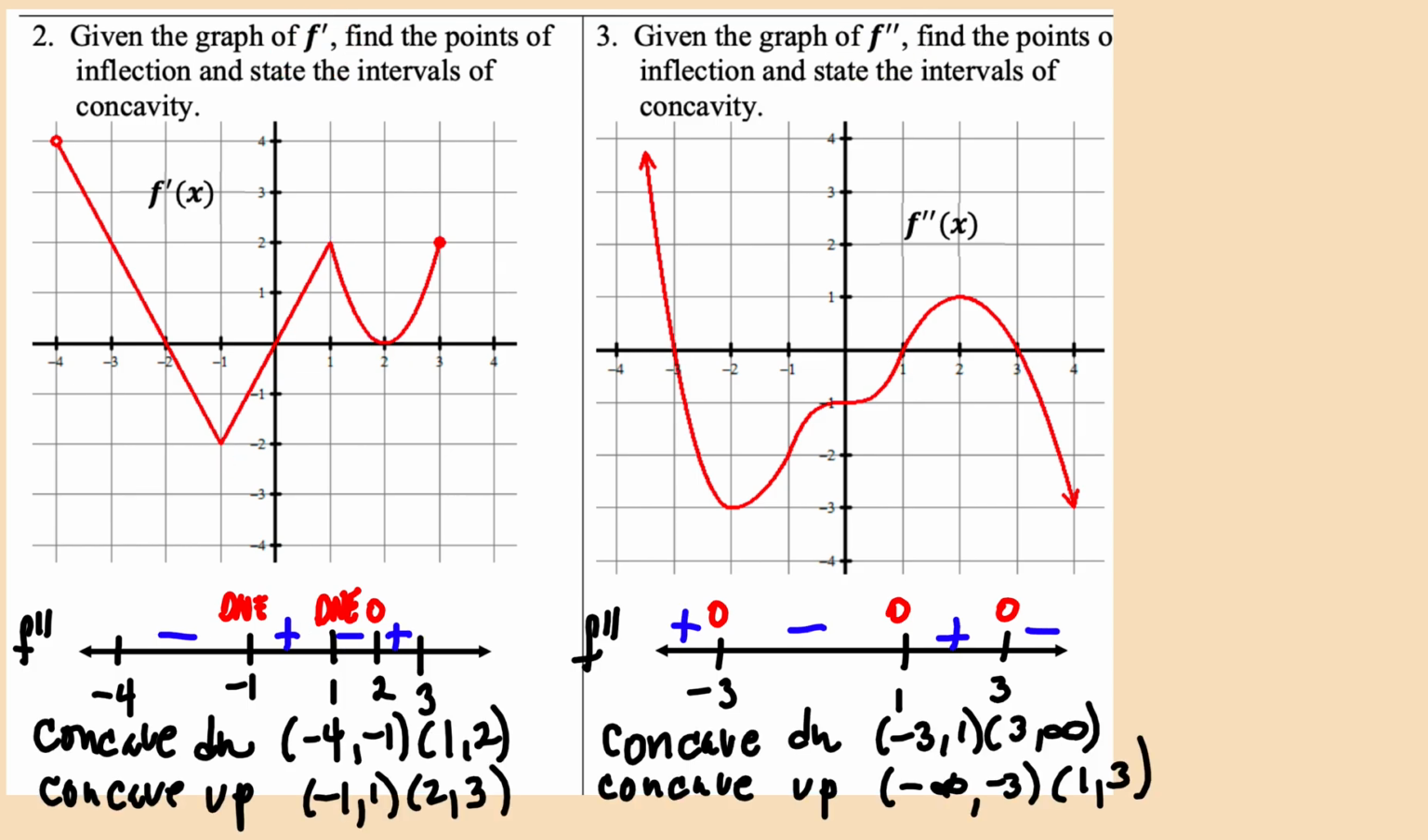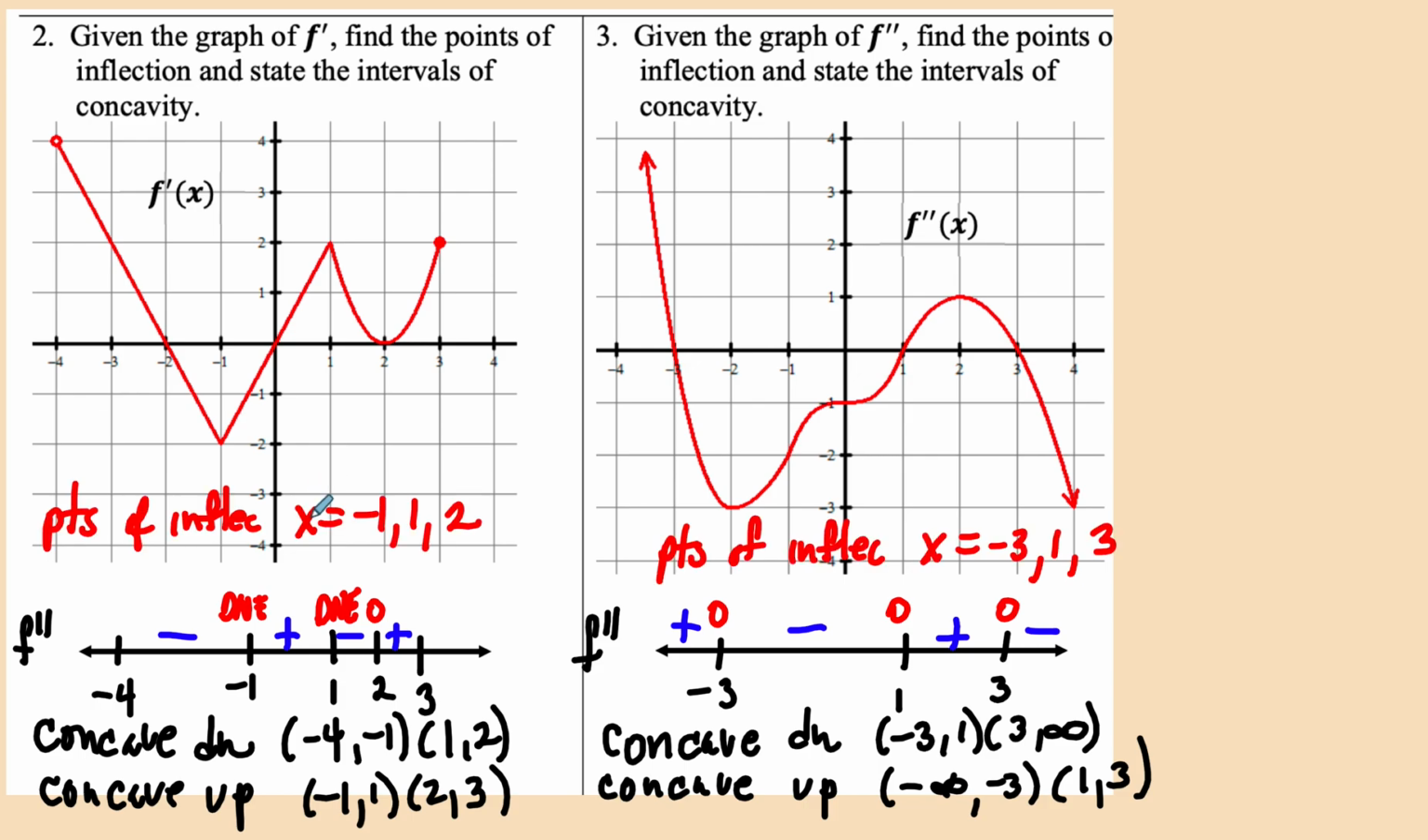Now I can go ahead and talk about whether it's concave up or down. It's concave down in the intervals where it's negative, and concave up when it's positive. Same over here. There's one more thing I do need to talk about, and that's points of inflection. The points of inflection are these places where the sign changed, and over here where the sign changed.